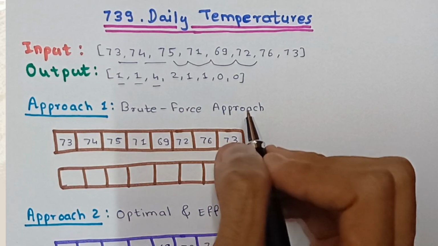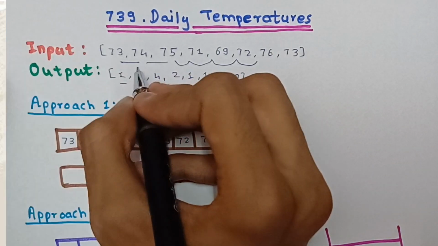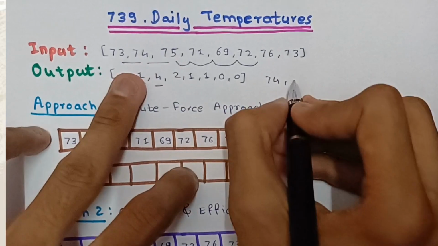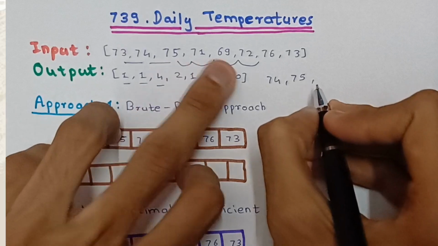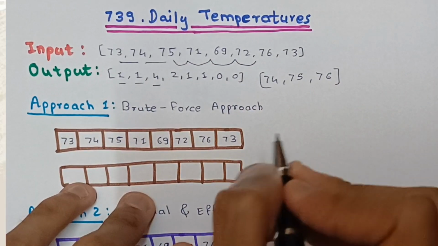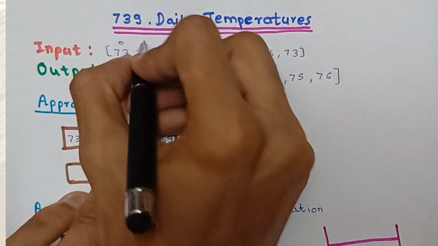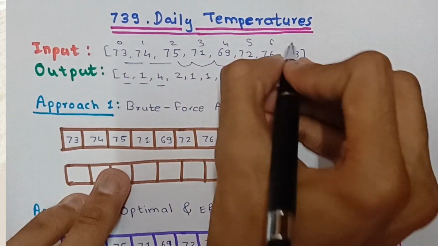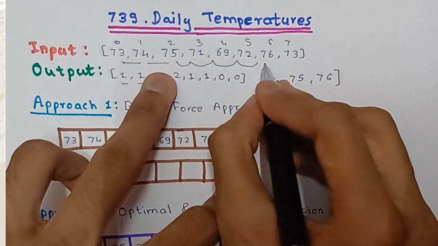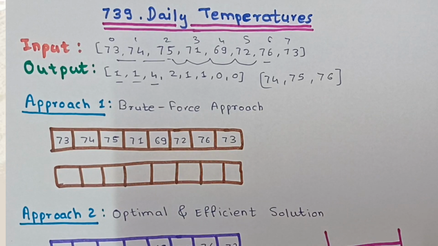This is very similar to the next greater element. In the next greater element problem, the next greater than 73 is 74, so we put 74 here. After 74, 75 is greater, so we put 75 here. After 75, the greater element is 76, so we put 76 here. In this problem we have to subtract the indexes. So here are indexes 0, 1, 2, 3, 4, 5, 6, 7. So 1 minus 0 is 1, 2 minus 1 is 1. Now here is index 6 and 2. 6 minus 2 is 4. So here comes 4, which means we have to return only indexes.